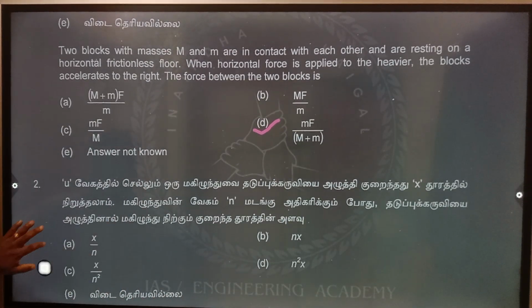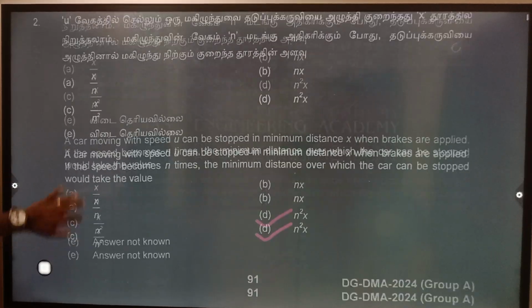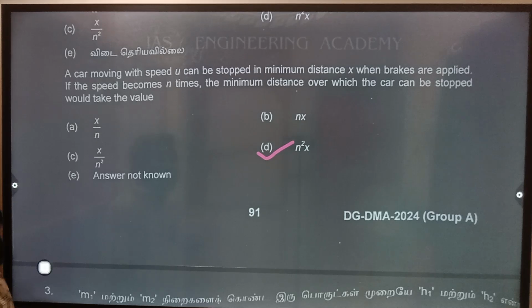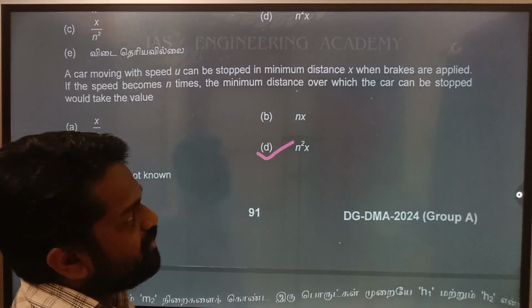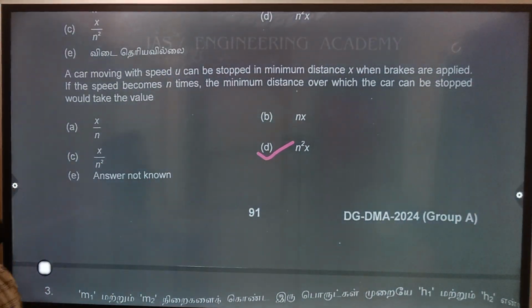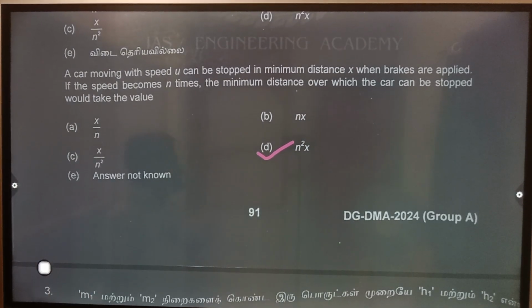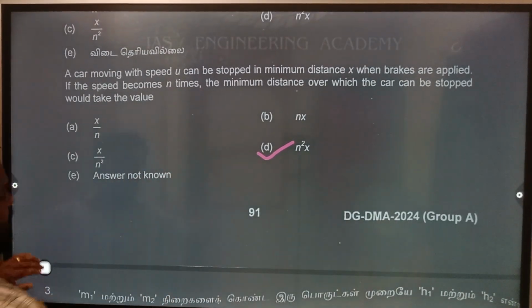So the answer is D. Second question: the answer is again D, n square x. A car moving with speed u can be stopped in minimum distance x when brakes are applied. If the speed becomes n times, the minimum distance over which the car can be stopped would take the value n square x. So the answer is D.